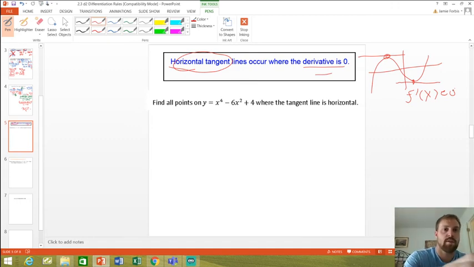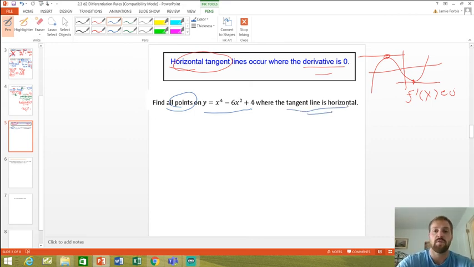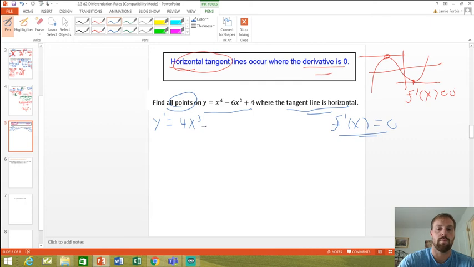Now, questions like this pop up all the time. Find all the points on this curve where the tangent line is horizontal. That's just a fancy way of saying, hey, where is my derivative equal to 0? Well, that's not too bad. Let's solve this out. We're going to do y prime first and get that that's 4x cubed minus 12x, and then that's it. Okay. And I'm solving for where this is equal to 0 to figure out where my tangent line is horizontal.